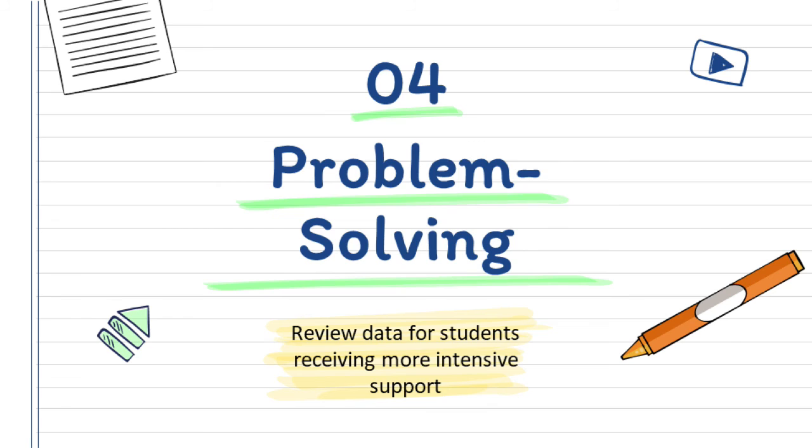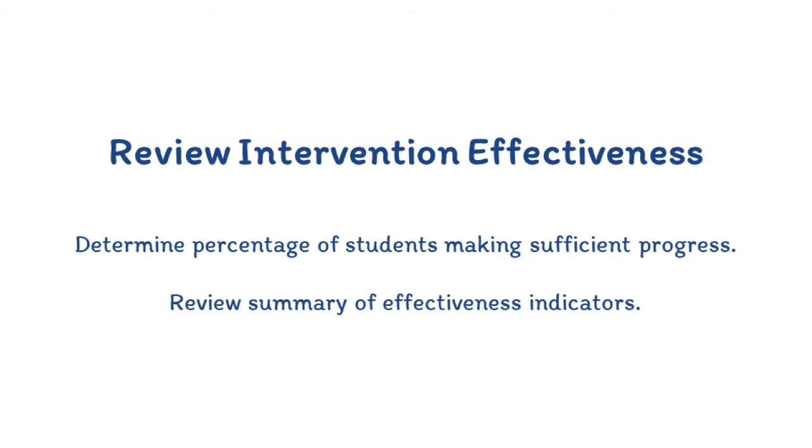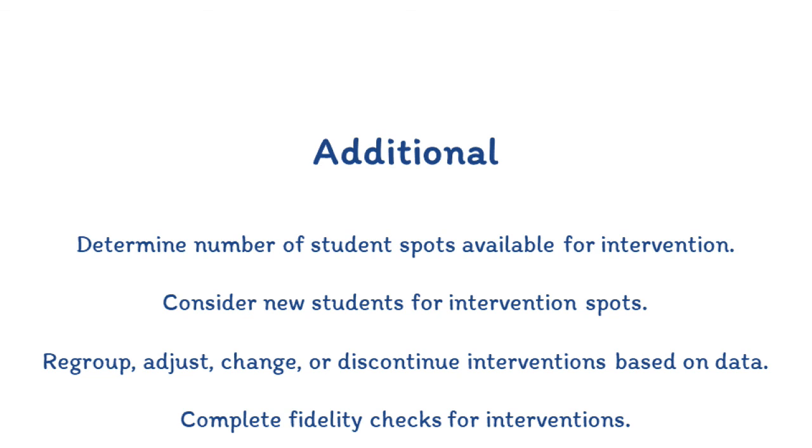In this section, we'll connect benchmark data to student-level problem solving. When reviewing the effectiveness of interventions used in student problem solving, teams should consider the percentage of students making sufficient progress. Furthermore, they should review summary of effectiveness indicators for each intervention. In addition, teams will want to determine the number of student spots available for intervention, consider new students for intervention spots, regroup, adjust, change, or discontinue interventions based on data, and complete fidelity checks for interventions.